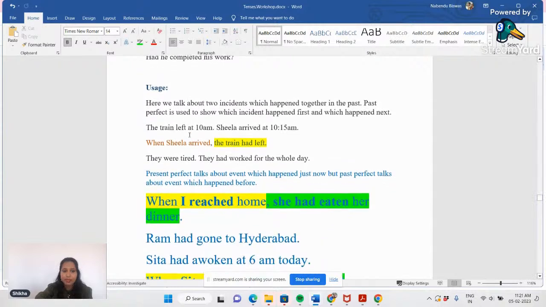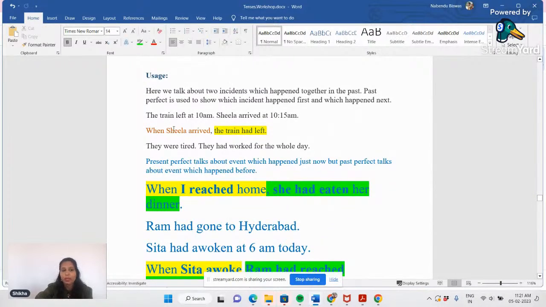In the same way, when do we use it? Here we talk about two incidents. Generally, past perfect is used to talk about two incidents which happened in the past. But while framing sentences, you have to show that there was one incident which happened first and one incident which followed. So in a single sentence, you have to show them. How can you show it? That is the art of using past perfect. Past perfect is used to show which incident happened first and which incident happened next, right?